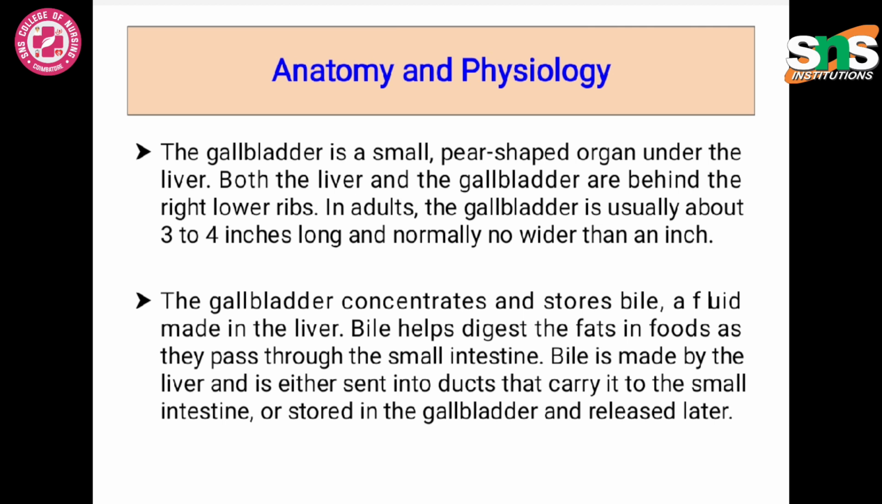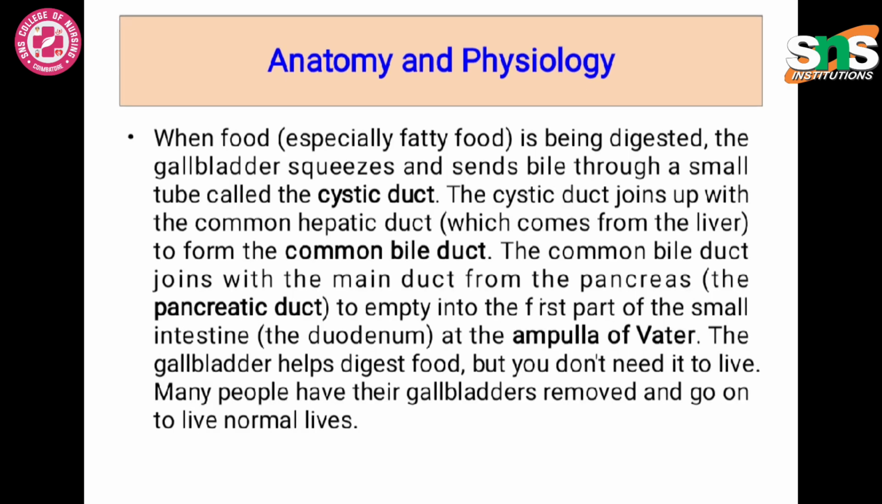Bile is made by the liver and is either sent into ducts that carry it to the small intestine or stored in the gallbladder and released later. When food, especially fatty food, is being digested, the gallbladder squeezes and sends bile through a small tube called the cystic duct. The cystic duct joins up with the common hepatic duct, which comes from the liver, to form the common bile duct. The common bile duct joins with the main duct from the pancreas, the pancreatic duct, to empty into the first part of the small intestine, the duodenum, at the ampulla of Vater.